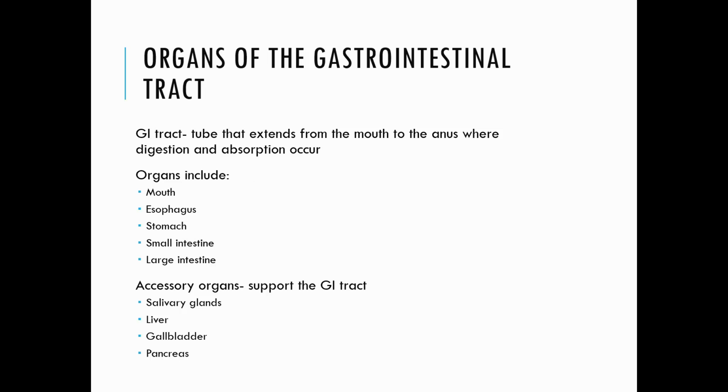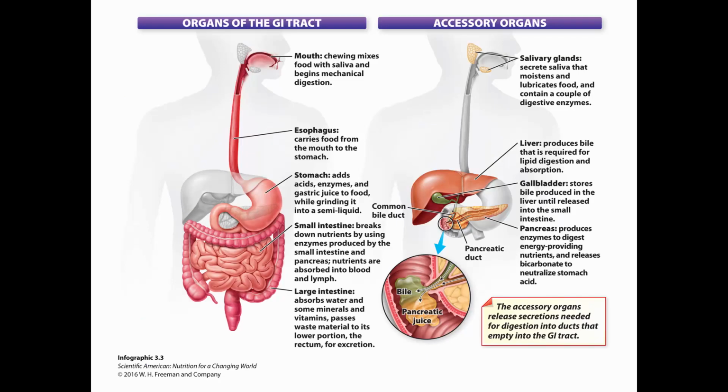We also have some accessory organs that play a vital role, but they're not necessarily part of the actual tract, so not part of that tube that food goes through. Those are our salivary glands, liver, gallbladder, and pancreas. We'll talk about these in more detail. This just visualizes that. We can start with briefly talking about what they do, and we'll go into more detail.